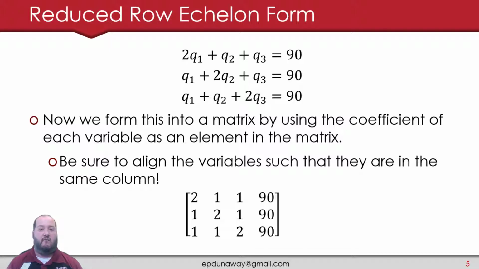Second equation, second row: 1 for q1, 2 for q2, 1 for q3, and then 90. Third row: 1 for q1, 1 for q2, 2 for q3, and then again 90. And that lets me build my matrix. Being able to convert from a system of equations into a matrix is also a very important tool and a good thing to practice.